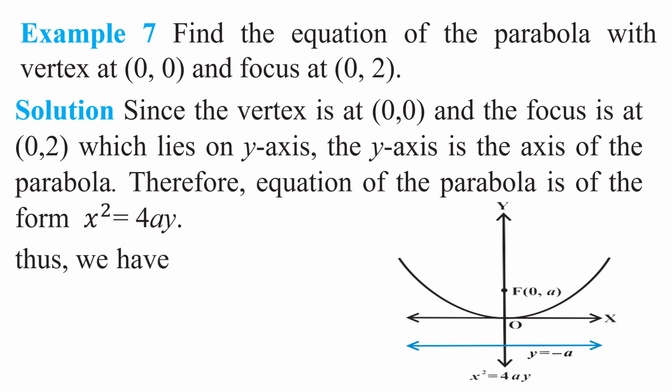Thus, we have x square is equal to 4 into 2 into y. This implies x square is equal to 8y, because here (0, a) means a is equal to 2. Understood this point, my children? So we substituted the a value in this equation. Then we get the required equation of the parabola. Understood this point, my dear children?